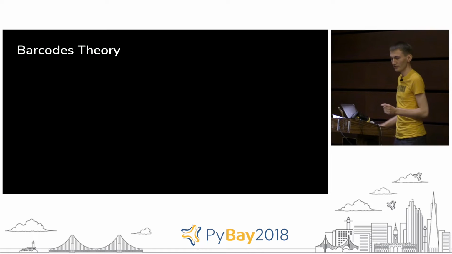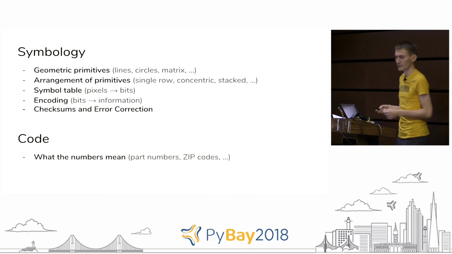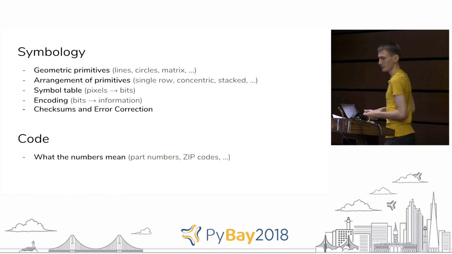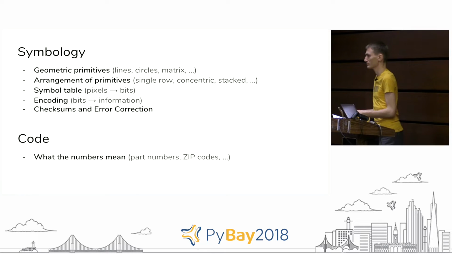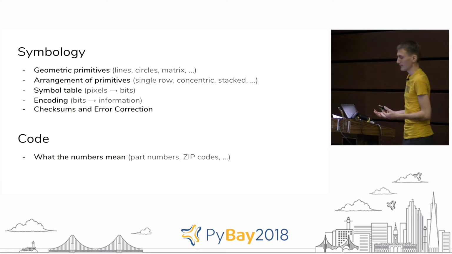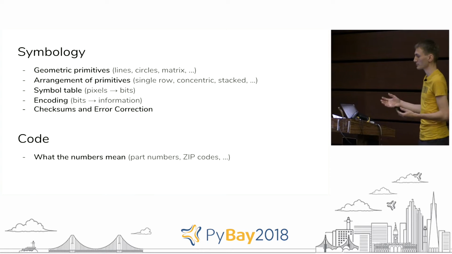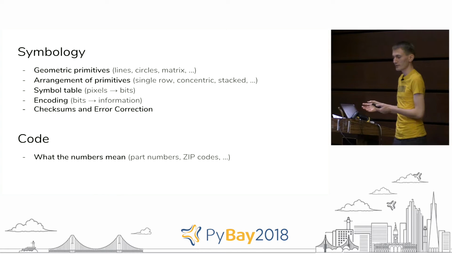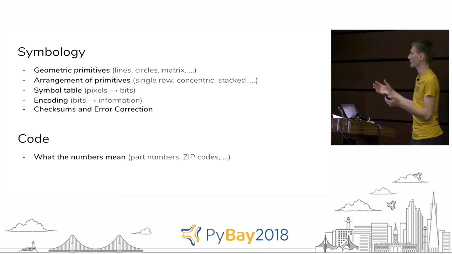Now, a brief section of theory. There's a couple of things that I just wanted to cover before we dive into Python, and one of them is the term symbology. What's a symbology? A symbology is to barcodes just like what a language is to human speech. A symbology defines how geometric primitives like lines, circles, or dots in a matrix appear in a barcode and how they can be arranged in space.